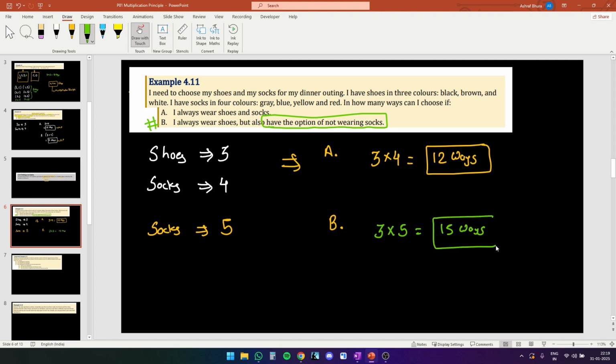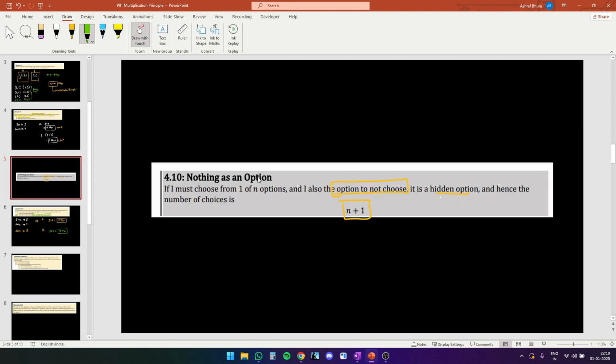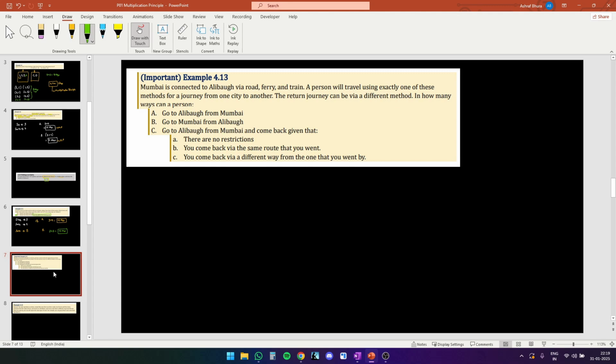So whenever you have an option to not choose anything, you will simply increase the existing number of choices by 1. So n plus 1. Okay, this is a very good example to understand in depth about the multiplication principle.